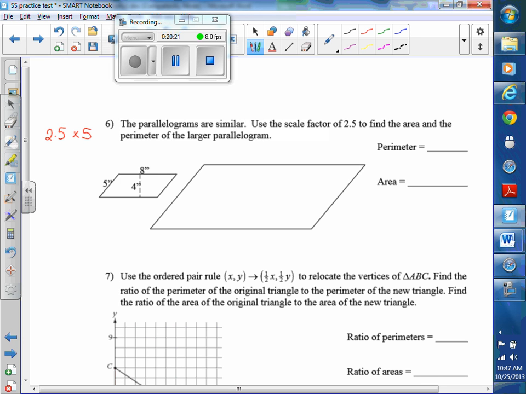So double 5 and you get 10, right? And then half of 5 is 2.5. You notice how I do a lot of that mental math? I'm sort of using the distributive property. So this is 12.5 here. And double 8, you get 16. 16 plus 4 is 20.